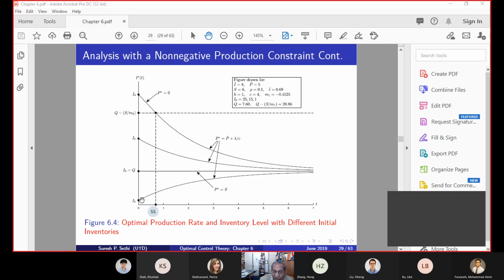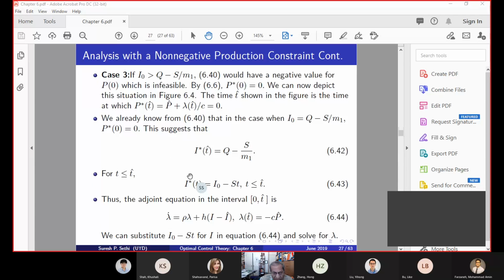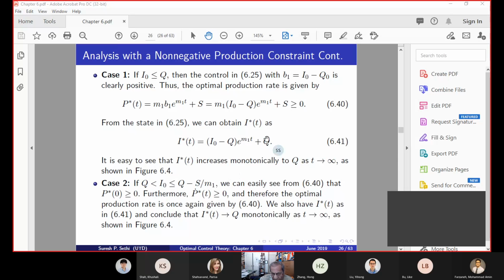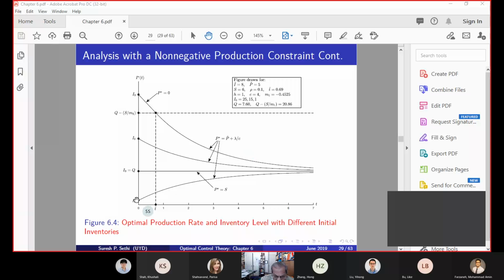Any other value of I0, the turnpike will be reached asymptotically, and you can see that by this formula here. You see that as t goes to infinity, this goes to 0. So if I0 is equal to Q, I'm already at Q. But if I0 is different than Q, then this quantity will approach 0, but never will be 0 at a finite time. So you can see that I star t will asymptotically go to Q because this quantity is asymptotically going to 0. So that formula is plotted like this.